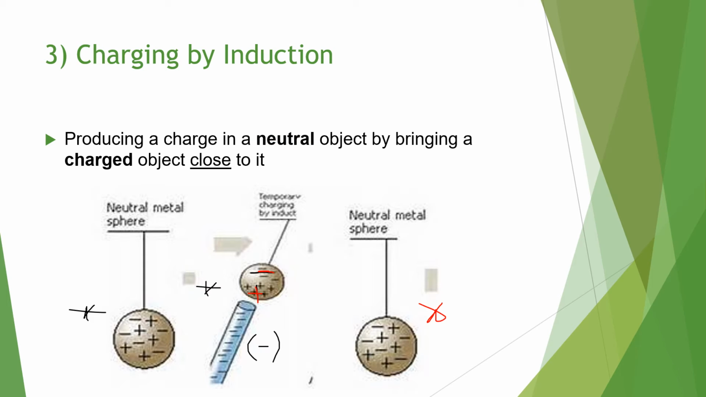Okay, so I'll just do highlight. Reducing a charge in a neutral object by bringing a charged object close to it.